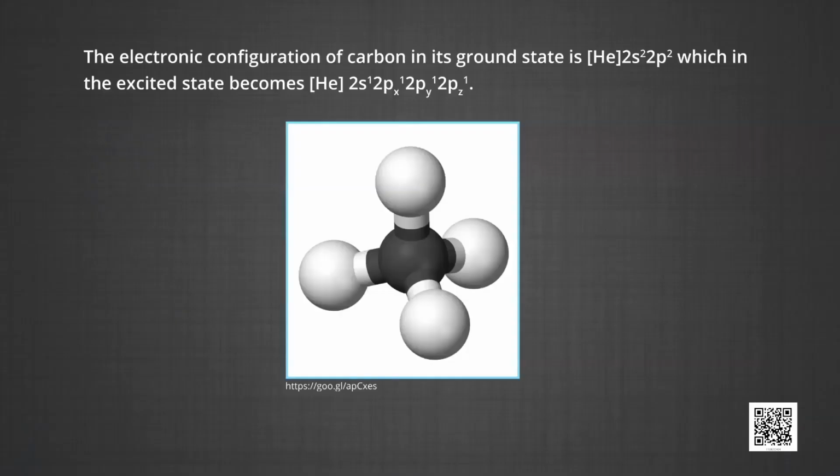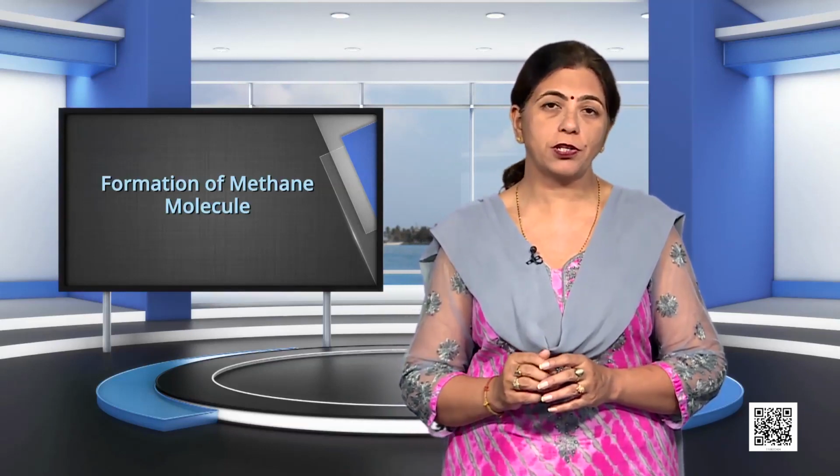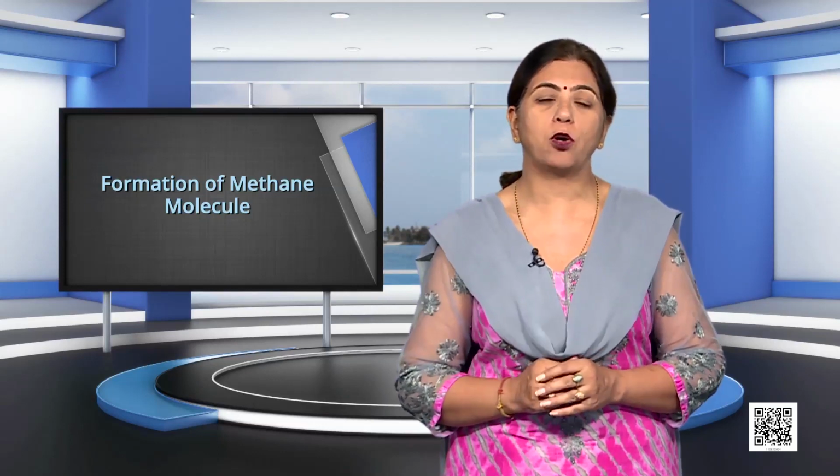Let us first consider the formation of the methane molecule. The electronic configuration of carbon, atomic number 6, in its ground state is core of helium 2s2 2p2, which in the excited state becomes the core of helium 2s1 2px1 2py1 2pz1. The energy required for this excitation is compensated by the release of energy due to the overlap between the orbitals of the carbon and hydrogen.